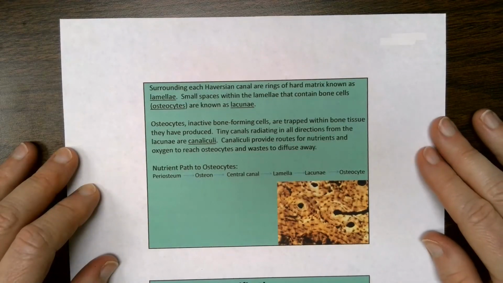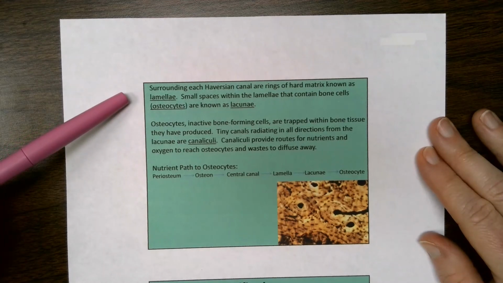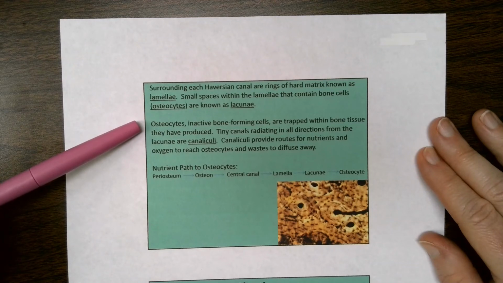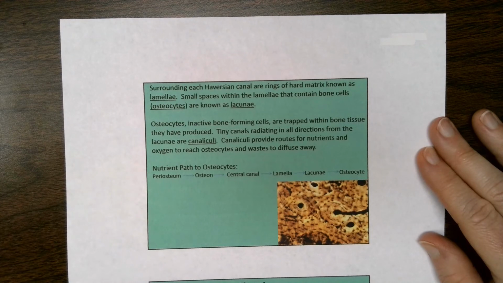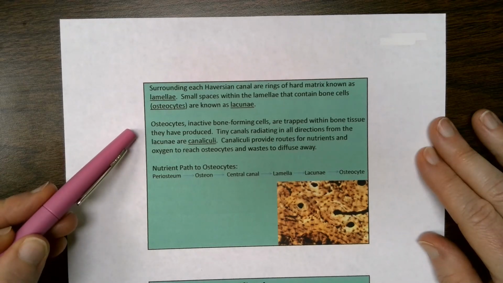All right, and so then here again, the concentric rings are called lamella. Within each lamella, you've got your osteocytes within lacuna. So again, the lacuna is the space that holds the osteocyte. And then this section says osteocytes, which are specifically, and I haven't really mentioned this yet, inactive bone-forming cells. We're going to talk about two different types of cells that are either building bone or breaking bone down. But osteocytes, they're trapped within that bone tissue.